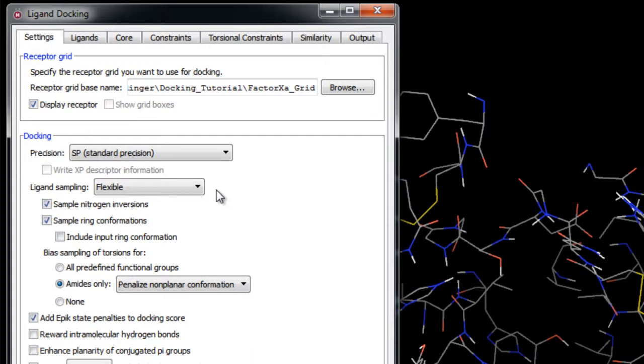On by default is the option to sample inversion at pyramidal nitrogen atoms, as well as to sample ring conformations, where only low-energy conformations are kept. Here, you can choose to include the original ring conformation.